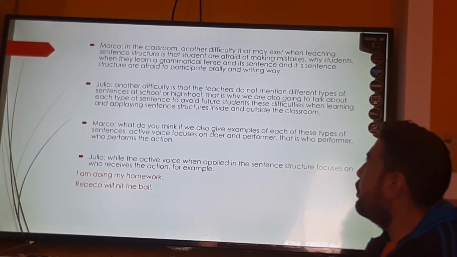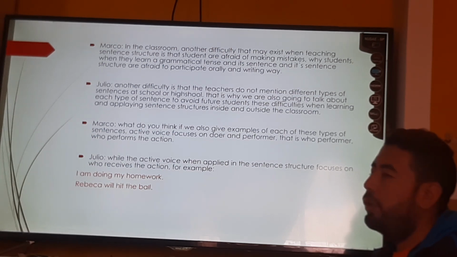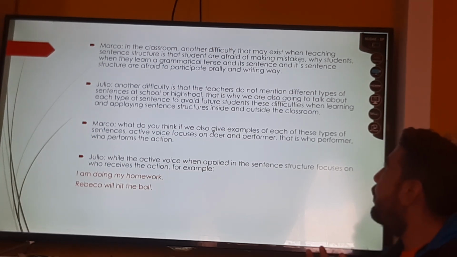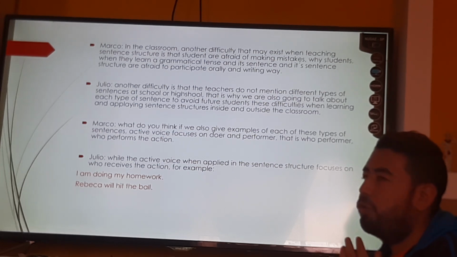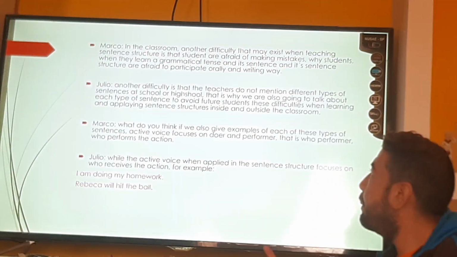Marco: In the classroom, another difficulty that may exist when teaching sentence structure is that students are afraid of making mistakes when they learn a grammatical tense and its sentence structure. They are afraid to participate orally and in writing.